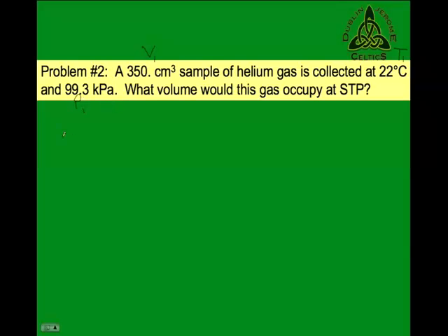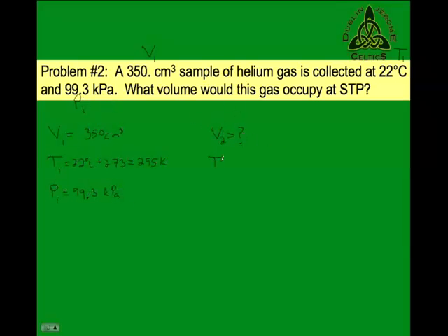Okay, let's pull all that information out. My volume initially is 350 cubic centimeters. Temperature, 22 degrees Celsius plus 273 equals 295 Kelvin, and my pressure, 99.3 kPa. What is kPa? Kilopascals. That is one of our pressure units. What volume would this gas occupy at STP? So I want to know what my new volume is going to be.